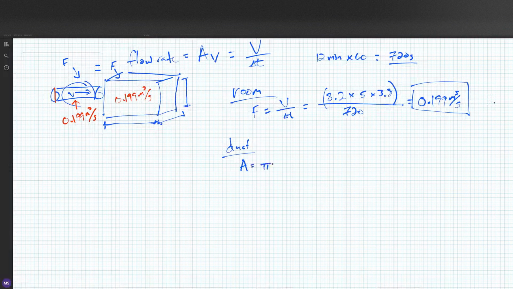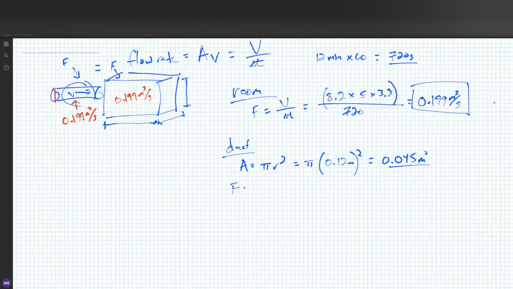So area is pi r squared. So pi times the radius, which is 12 centimeters, but that's 0.12 meters, squared. And if I do this, I get an area of 0.045 square meters. That's my area.